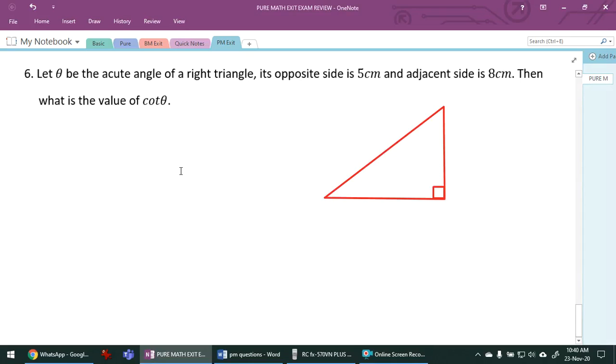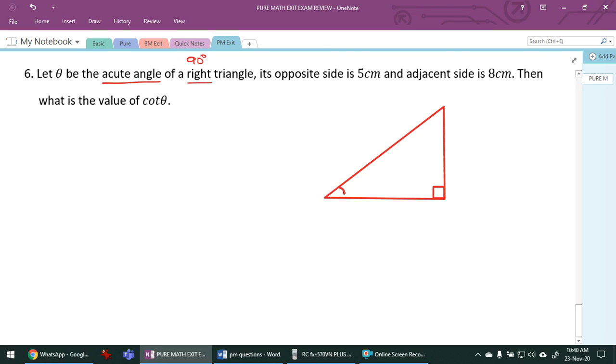Question number 6. Let theta be the acute angle. What is an acute angle? If an angle is less than 90, it is called an acute angle. Theta will be called the acute angle of a right triangle. What is a right triangle? A triangle with one angle of 90 degrees. Right angle means a 90 degree angle.